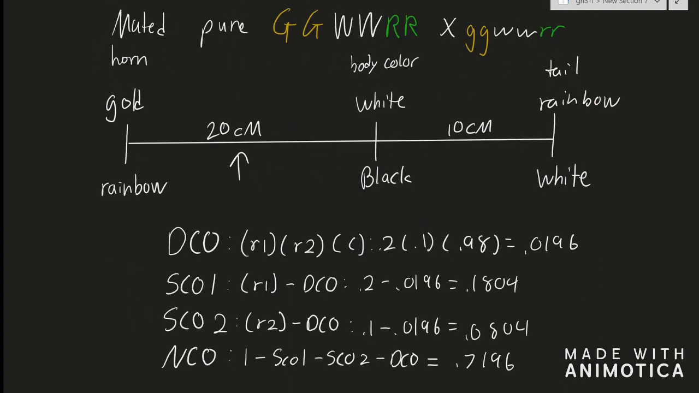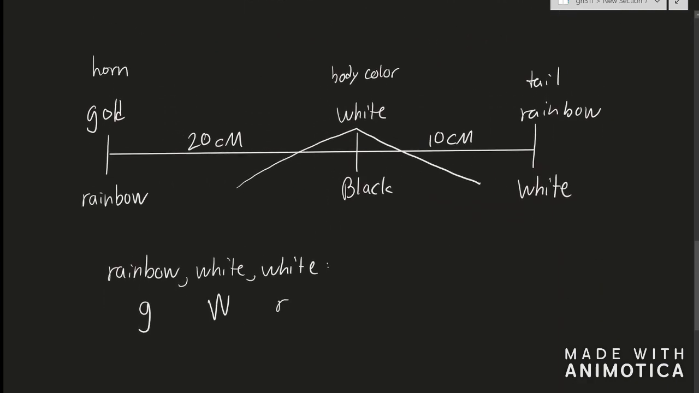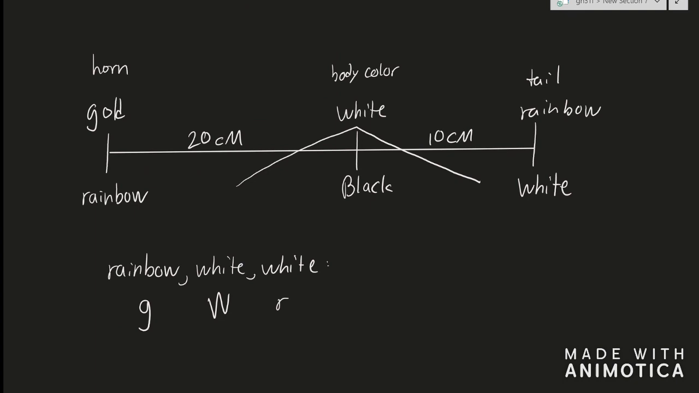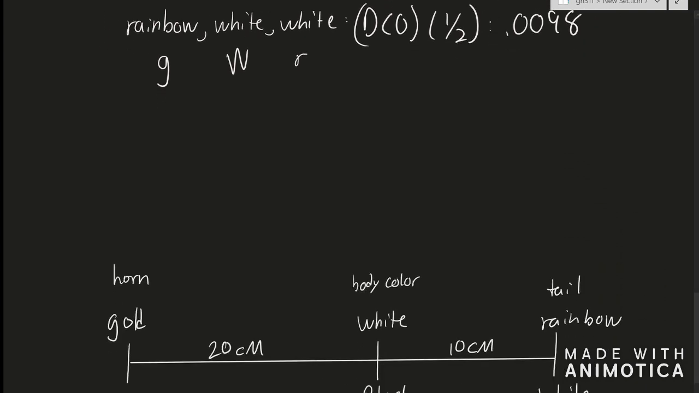Now let's see what the double crossover gamete possibilities are. Now let's do a probability of gametes. In this example, we have a double crossover event where we want a rainbow-horned, white-bodied, white-tailed unicorn. So we need to take the double crossover event and multiply it by 1/2 because there will be 2 gametes generated, but we only want 1. That equals 0.0098.